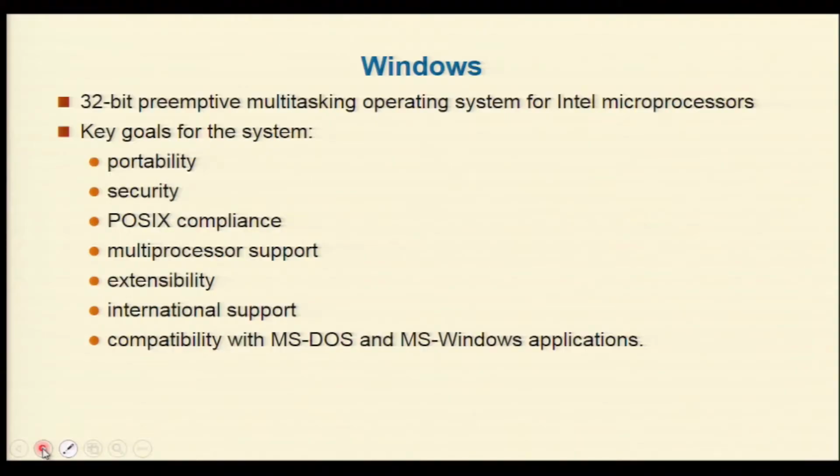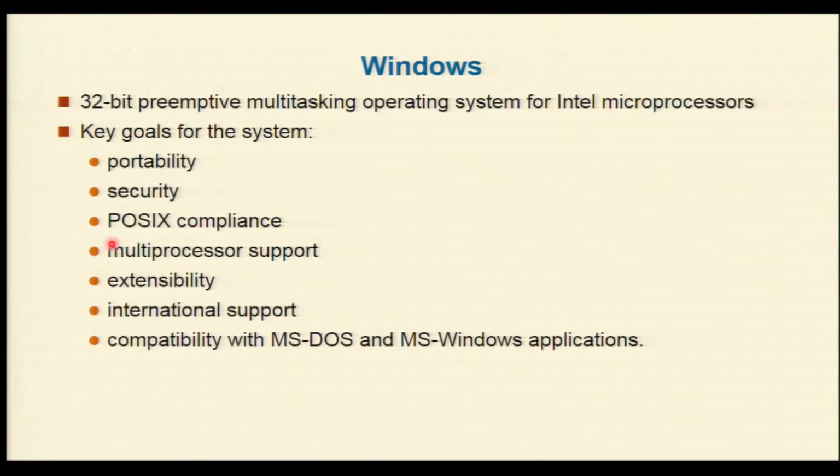The key goals of the system are portability. All Windows operating systems should behave in a similar manner wherever they are. That is called portability. If somebody says this machine is having Windows operating system, everything is the same as it was in other machine where I was using Windows. POSIX, this is the portable operating systems interface compliance. Most operating systems thrive on providing this interface, a standard interface to the application program designer.